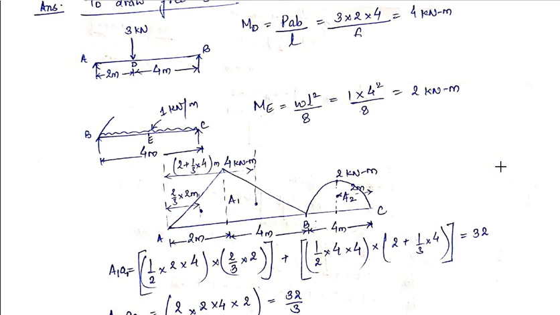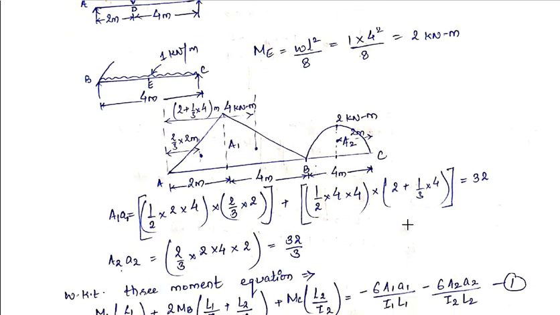See, now if you remember, in the three moments equation, we have terms capital A1 into small a1 and capital A2 into small a2. Capital A1 is the area of the free bending moment diagram of the span AB, and capital A2 is the area of the free bending moment diagram of the span BC.